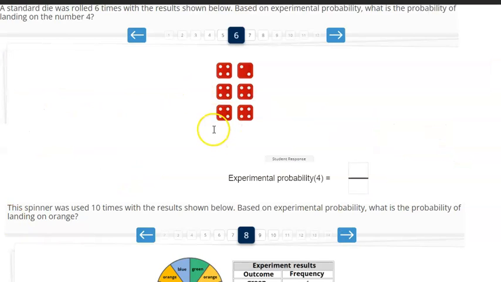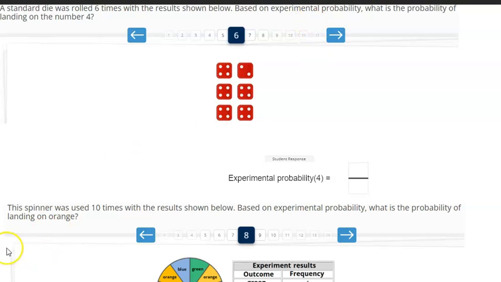So this is where question 6 will be looking into experimental probability. We're now relying on this experiment that's being conducted to make our assumption or expectation of what the next event will be. A standard die was rolled 6 times with the results shown below. So we have a 4, a 2, a 4, a 4, a 4, and a 4. So there are 5 fours and a 2. Based on experimental probability, what is the probability of landing on the number 4?